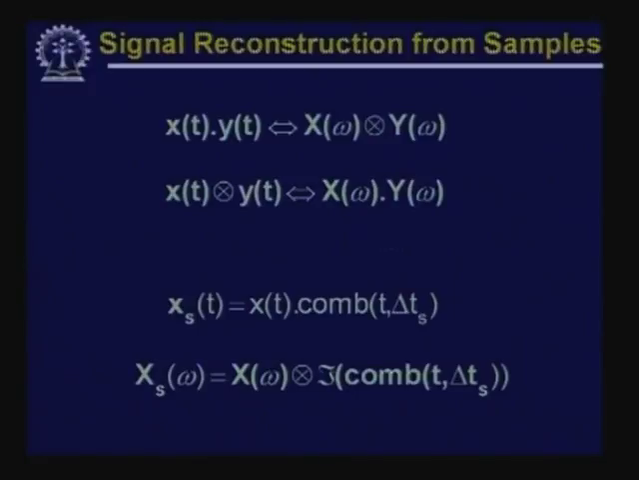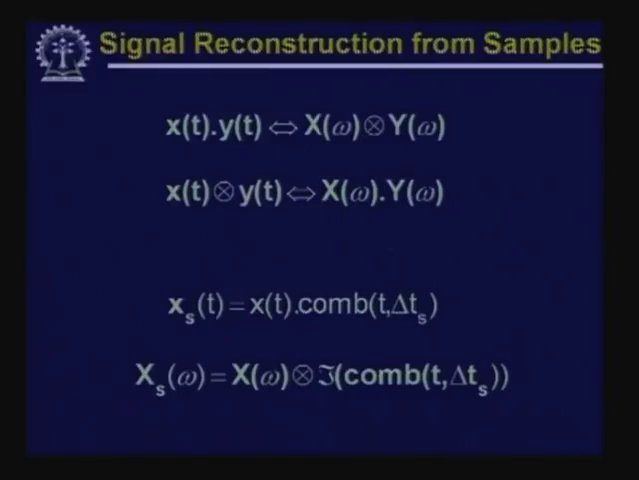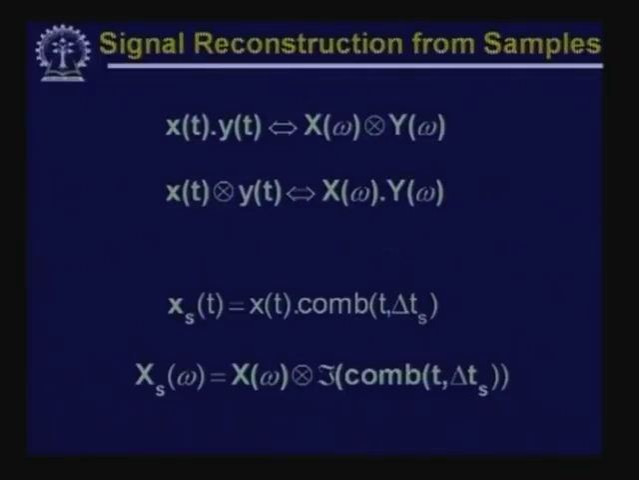So, for sampling, we have x s of t, that is the sampled values of the signal x t, which is nothing but multiplication of x t with the series of Dirac delta functions represented by comb of t delta t. So, in frequency domain I can find x s of omega, which is equivalent to the frequency domain representation X omega of the signal x t convolved with the frequency domain representation of the comb function comb t delta t. And we have seen that the Fourier transform or the Fourier series expansion of this comb function is again a comb function. So, we have a signal X omega, we have another comb function in the frequency domain, and we have to take the convolution of these two.